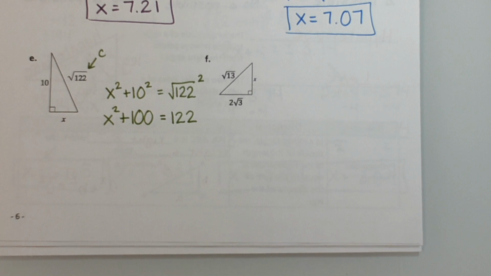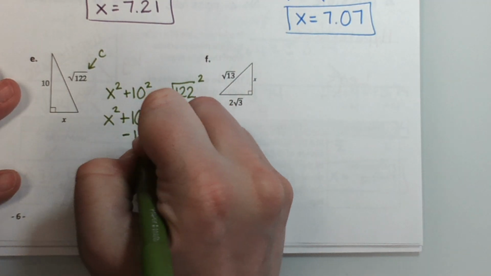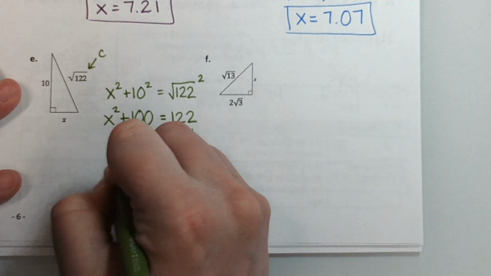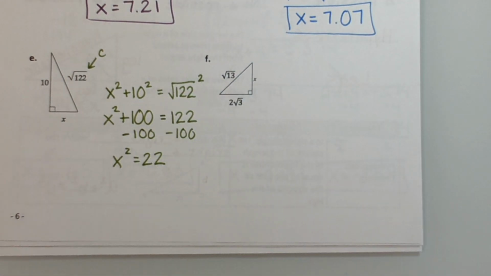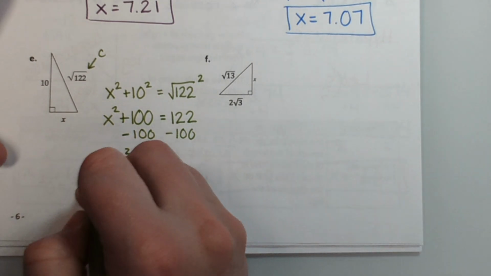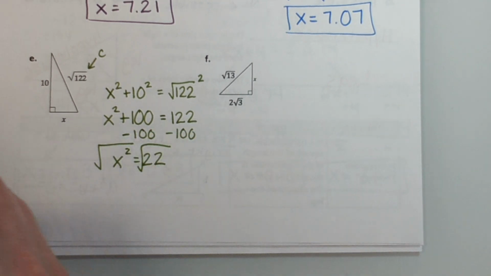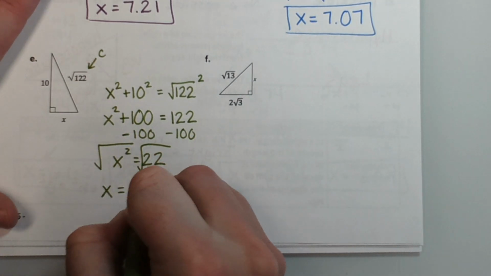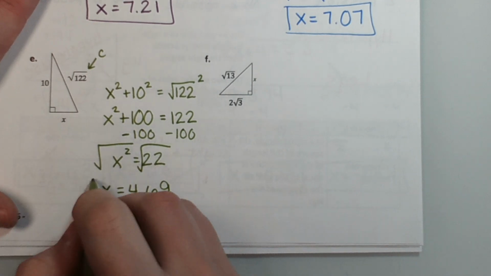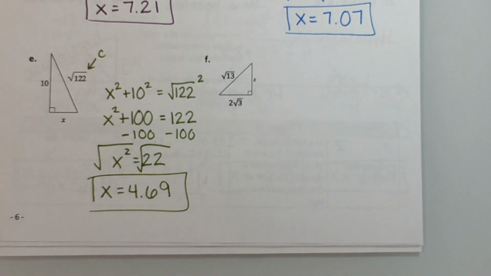Haley, do I add or subtract at this point? Yep. X squared equals 22. Charlie, how do I finish a problem like this? Do I need the plus or minus? No. And square root of 22 is 4.69. So when it's a single square root like that, you just do the same stuff.